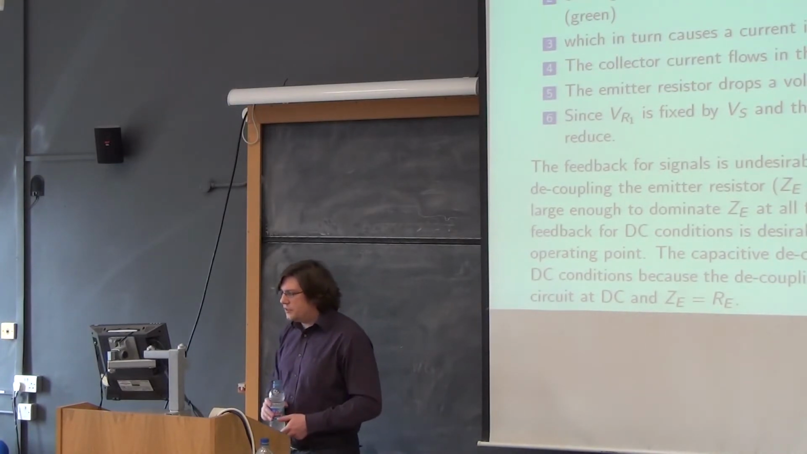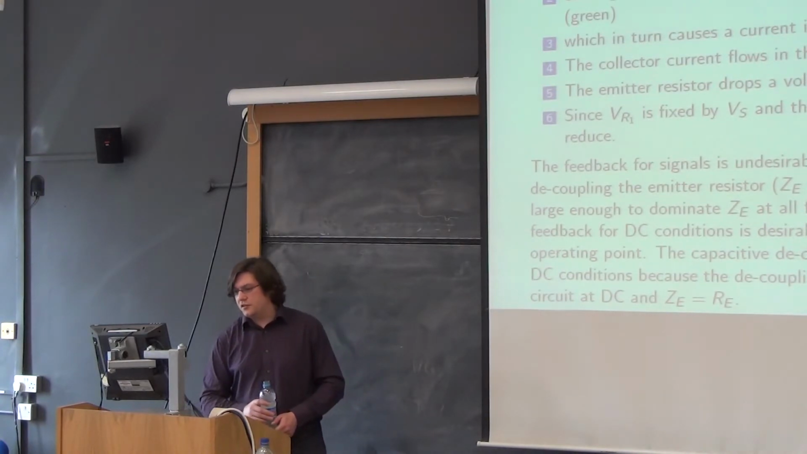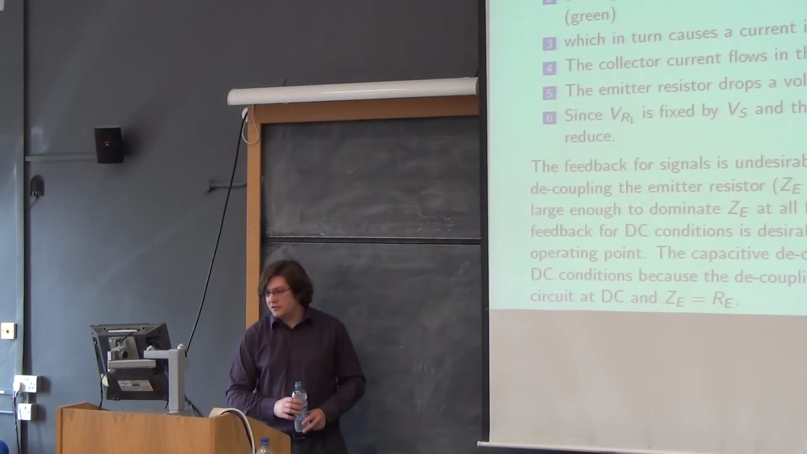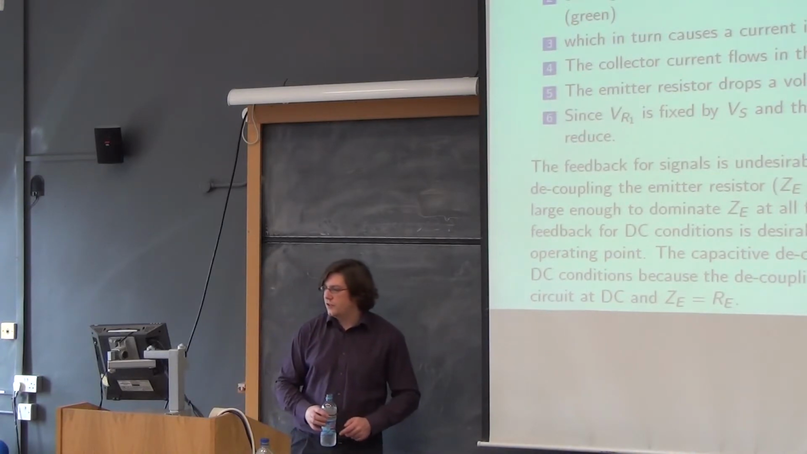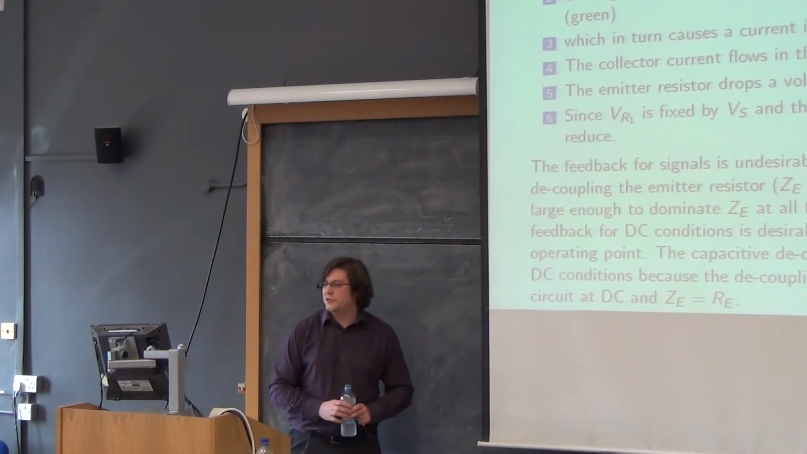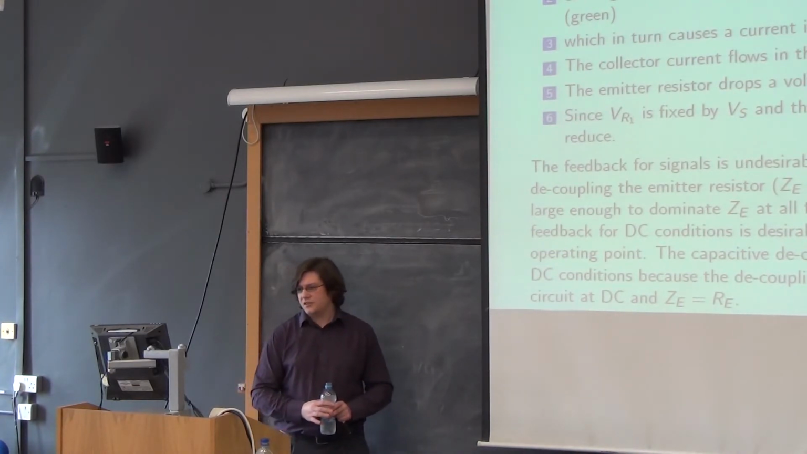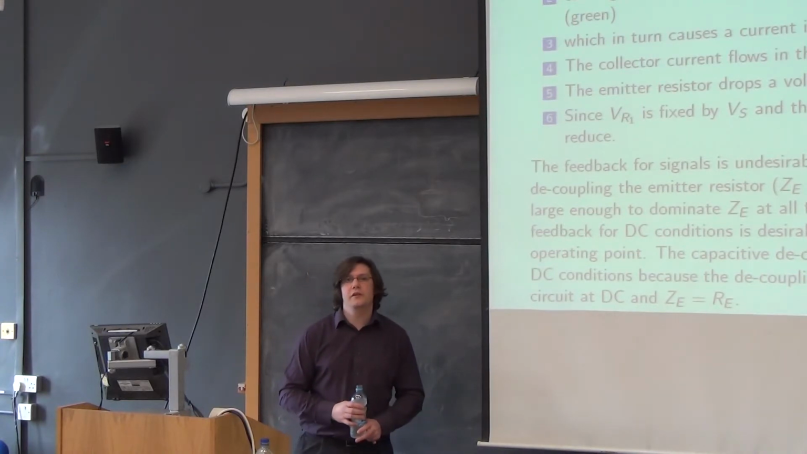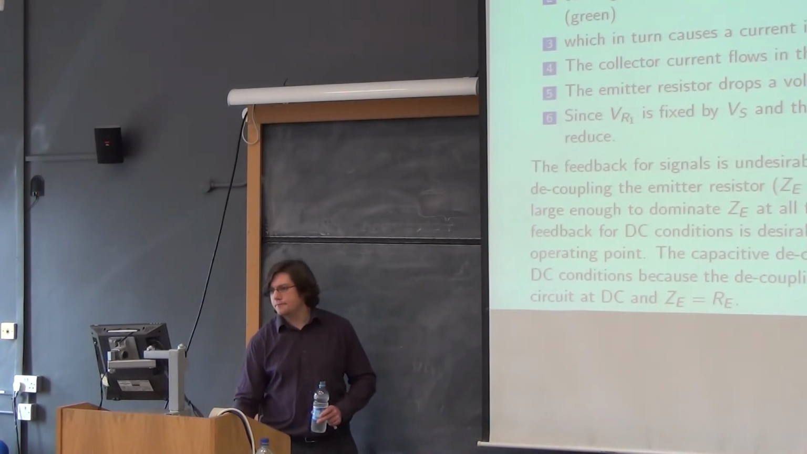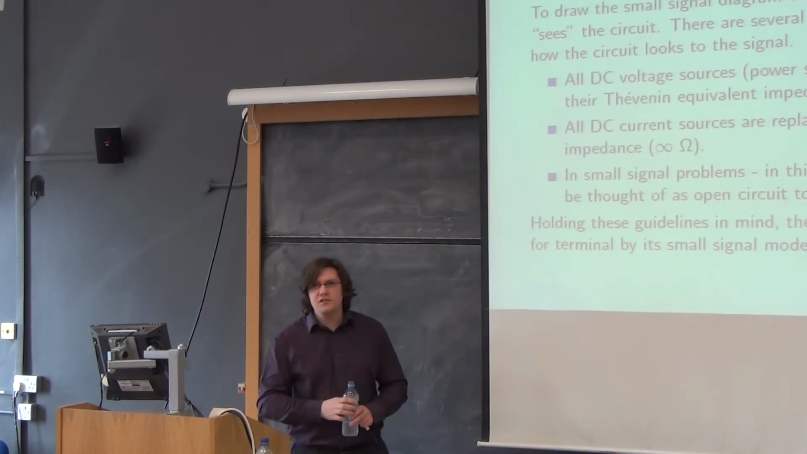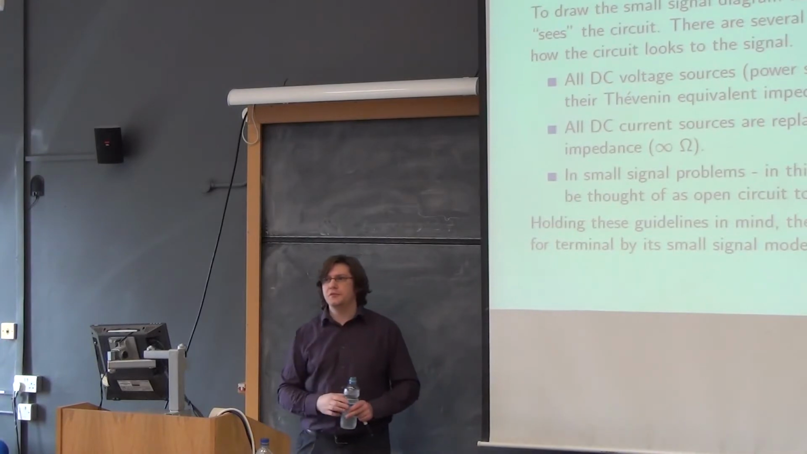So the feedback for DC conditions is desirable because it stabilises the operating point, and that's what I've just described. The capacitive decoupling does not affect the DC conditions because the decoupling capacitor looks like an open circuit at DC. That's to say, at DC, ZE and RE are equal in value. That's the last thing I've got to say about those two circuits.